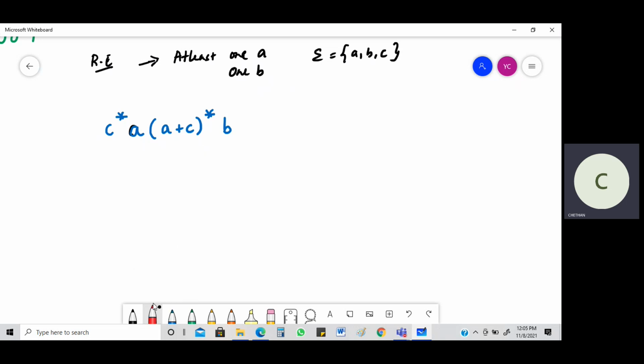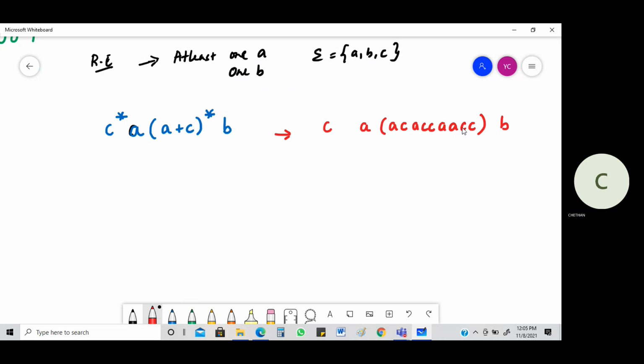What is the meaning of this? The meaning is very simple: you will have any number of combinations of C, followed by just one A, and then any combinations of A and C, like A C, A C C, followed by just one B. So at least one A, and what is the meaning of at least? You have to have one A or more than one A. That is clearly written here.